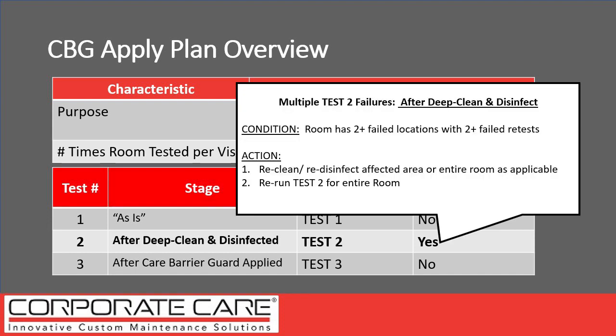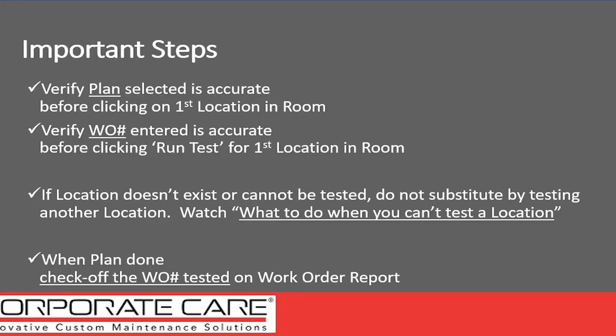If after deep clean and disinfection is completed, you receive a failed test, you must re-clean the area and retest until you receive a passing score. It is very important to verify you are selecting the correct plan before clicking on the first location. You should also double check that your work order numbers input accurately. Doing this will assist in getting accurate data with minimal data cleanup.